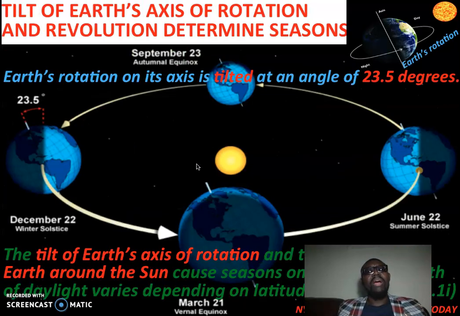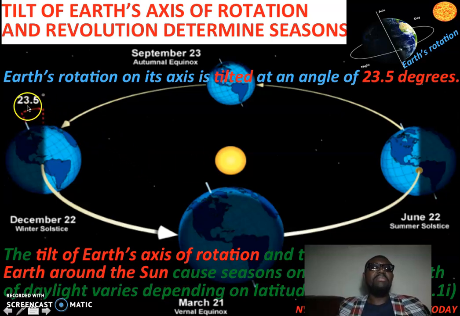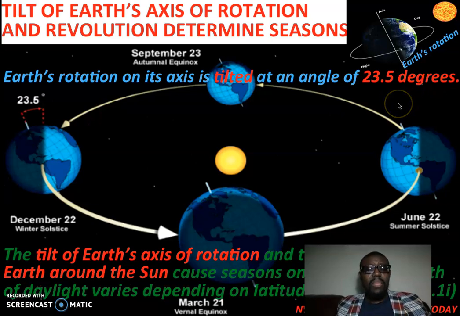So here we are looking at what causes or determines seasons. We know that the Earth is tilted at an angle of 23.5 degrees. What causes seasons on Earth is the Earth's rotation on its axis. The Earth is tilted on its axis at 23.5 degrees. So the tilt is what causes seasons on Earth, and also the revolution of the Earth around the sun. These are the two things that cause seasons on Earth.